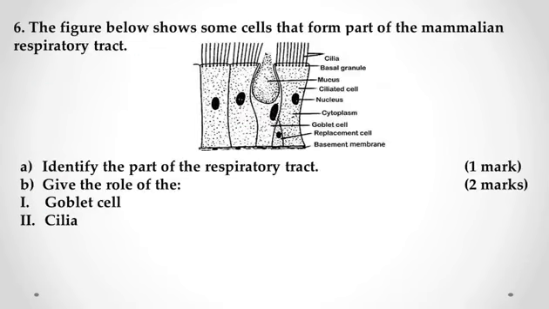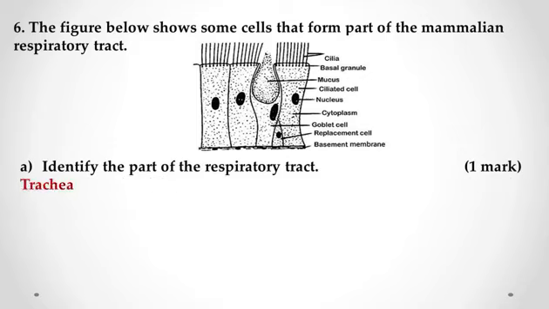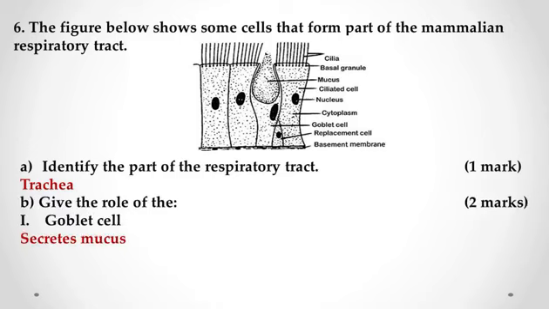Question 6. The figure below shows some cells that form part of the mammalian respiratory tract. Question A: identify the part of the respiratory tract. Question B: give the role of the goblet cell, and give the role of the cilia. This part is the trachea. The role of the goblet cells is to secrete mucus, and the role of cilia is to waft the mucus up to the pharynx.